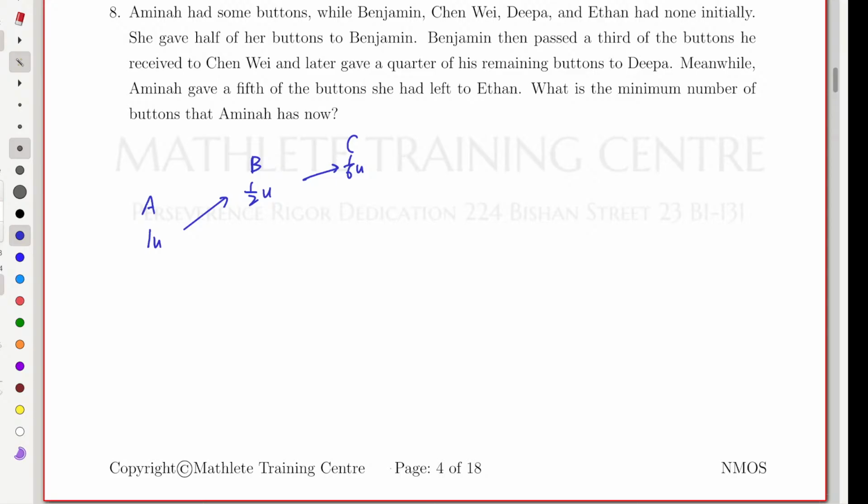And then later, a quarter of his remaining buttons to Deepa. Here, there's something to take note of: it is a quarter of his remaining buttons. So at this point, how much does Benjamin have? Well, Benjamin will have half units minus 1/6 units, which is 1/3 of a unit. So a quarter of 1/3 of a unit is equal to what? A quarter of 1/3 unit is equal to 1/12 units. This will be given to D.